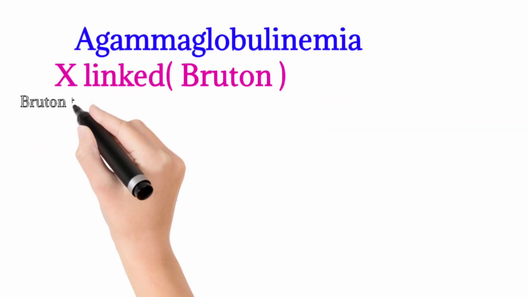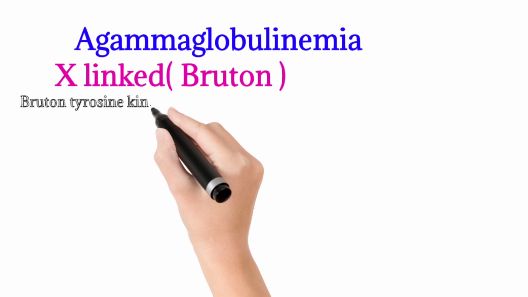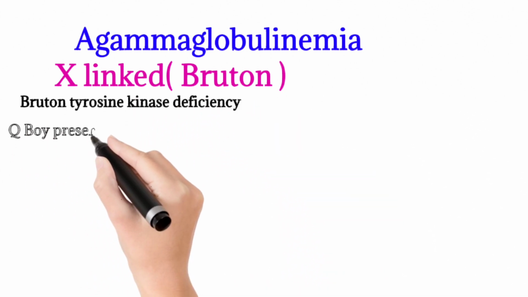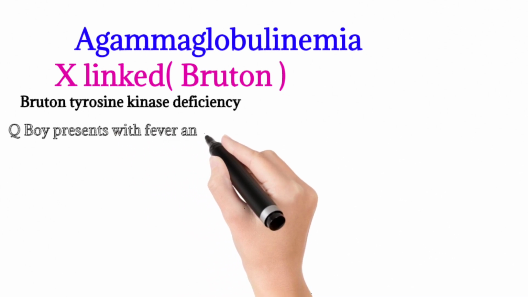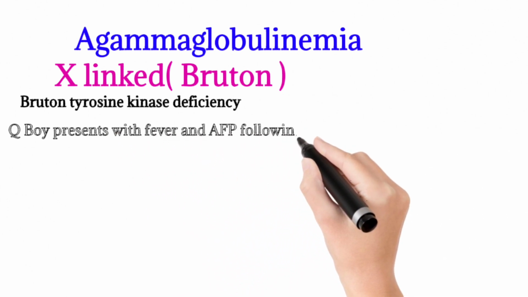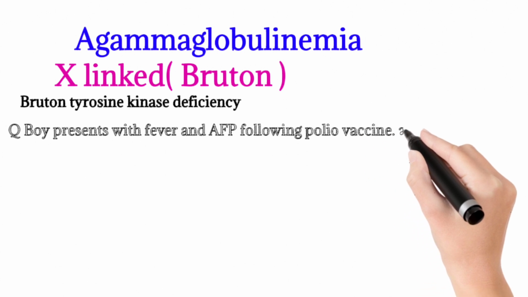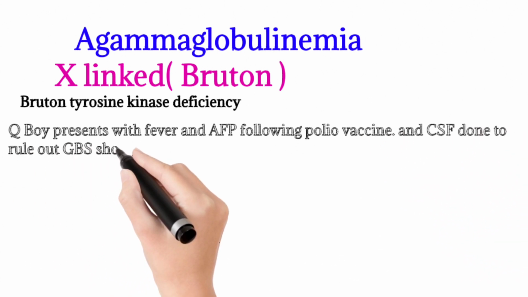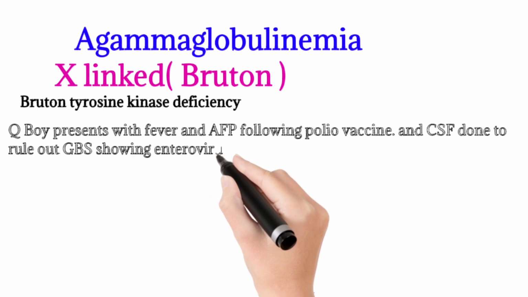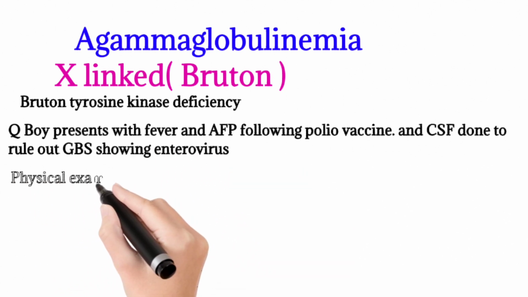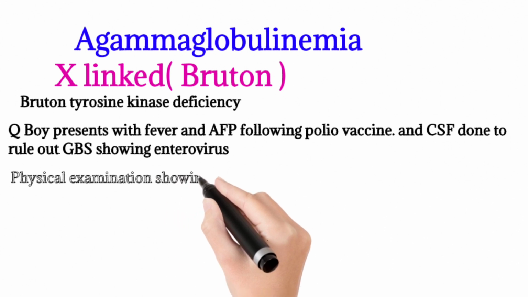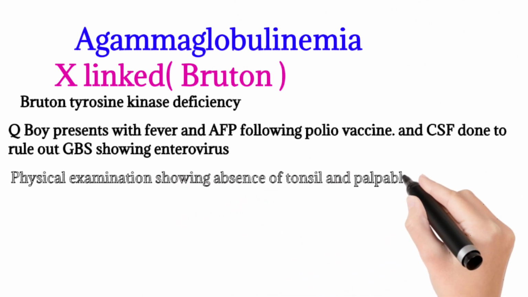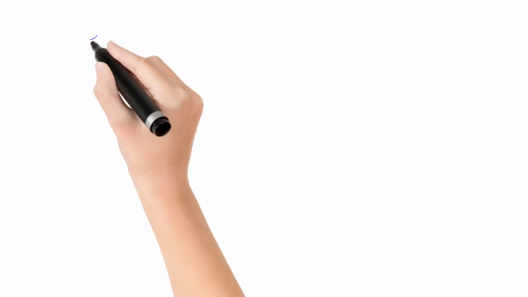Now, what is agammaglobulinemia? Inheritance is X-linked form or autosomal recessive form. The X-linked form we call Bruton's agammaglobulinemia. There is Bruton tyrosine kinase deficiency. Here it is X-linked, so a boy presents with fever and acute flaccid paralysis following polio vaccine. This question is frequently asked. And if we do CSF, there is an enterovirus, and physical examination shows absence of tonsils and palpable lymph nodes.